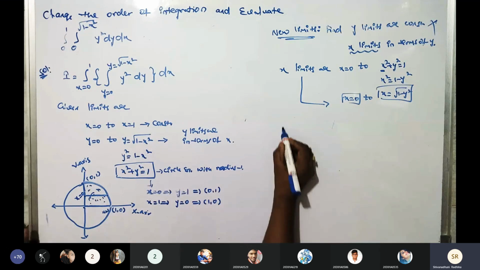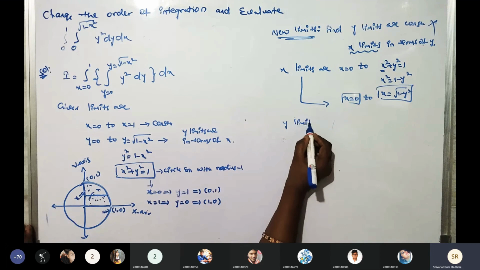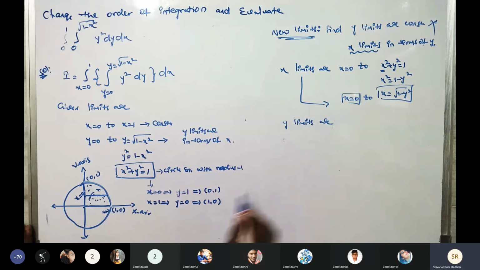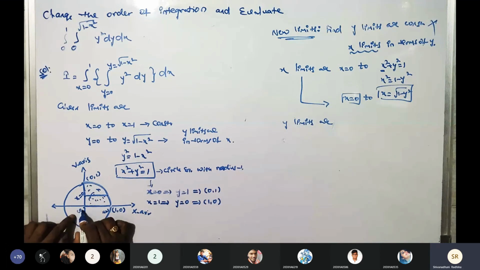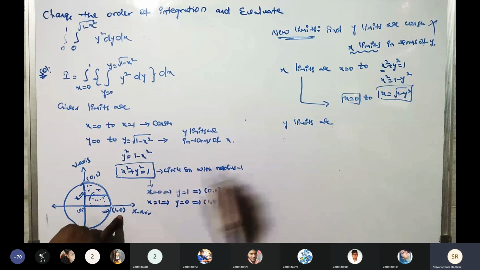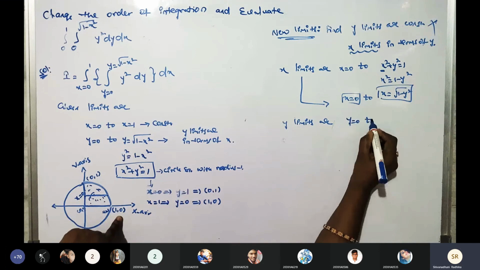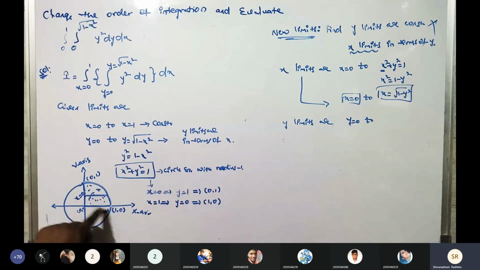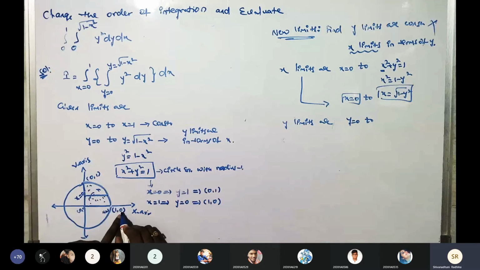Now what about the y limits? The y limits are constants. See, this is the origin 0, 0. Now the y limit is 0 lower, and here y equals 0. That is the lower limit. In this first quadrant, what is the upper limit of y? What is the highest limit of y in this first quadrant? Here 0 and x comma y, this is 1. Here y equals 1. Is it clear, all of you?